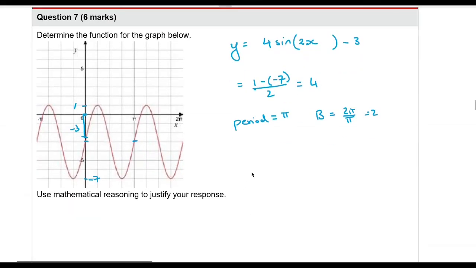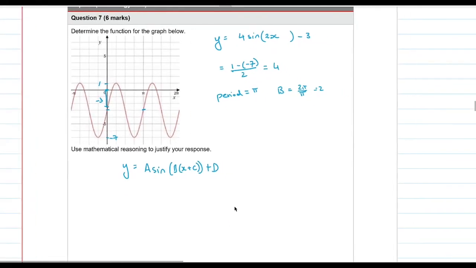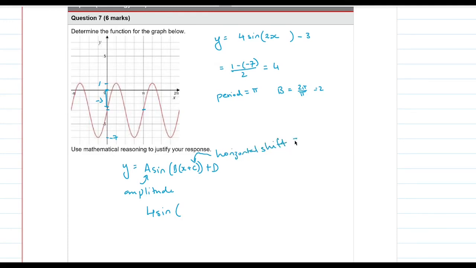So we want to use mathematical reasoning to justify our response. So we can say a general form for a sine graph looks like this, where A is the amplitude, which in this case is 4, sine. C gives us the horizontal shift, which in this case is 0, so our C is 0.